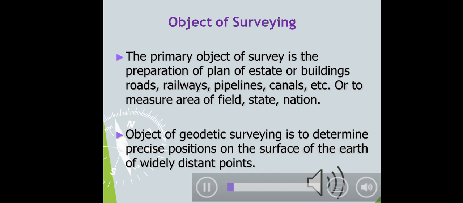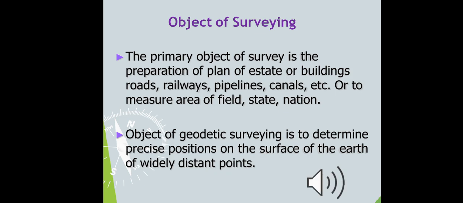This slide depicts different objectives of surveying. The primary object of survey is the preparation of plan of estate or buildings, roads, railways, pipeline, canals, etc., or to measure area of field, state, or nation. The object of geodetic surveying is to determine precise position on the surface of the earth of widely distant points.